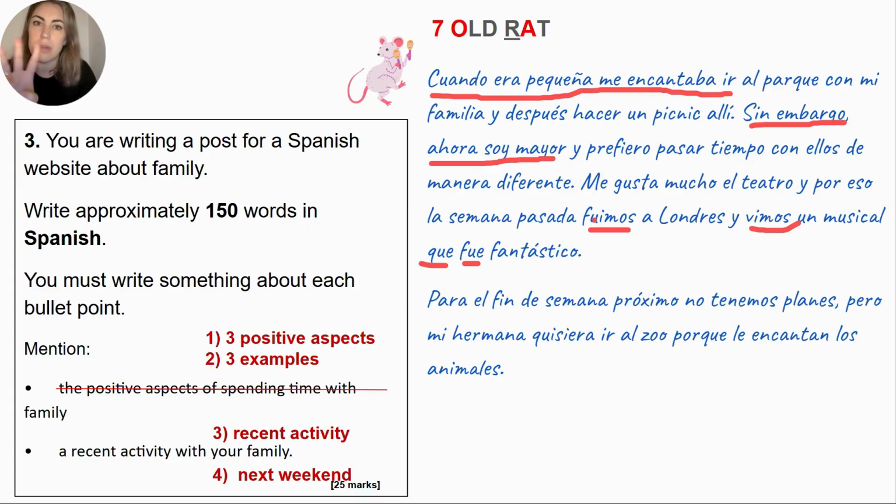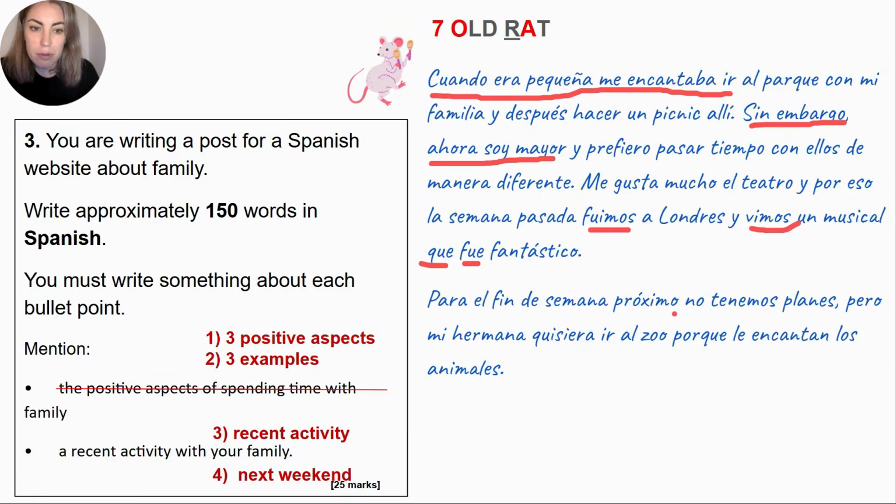I always say like 3 is the magic number, so 3 examples of the past tense here. And then obviously adding the que fue fantástico. Links, vimos un musical que fue fantástico, and that is complexity as well. Okay, and then lastly, I just like to wrap this up. I want to say what I want to do next weekend with my family.